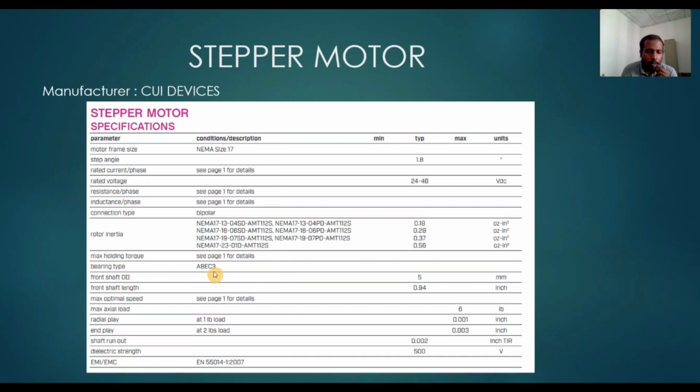Bearing type is ABEC3. Front shaft is 5 mm. Front shaft length is 0.94 inch, and maximum axial load is 6 lb. Radial play at 1 lb load is 0.001 inch, and play at 2 lbs load is 0.003 inch. Shaft run out is 0.002 inch. Dielectric strength is 500 volt.